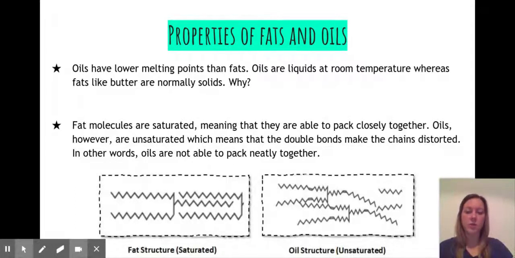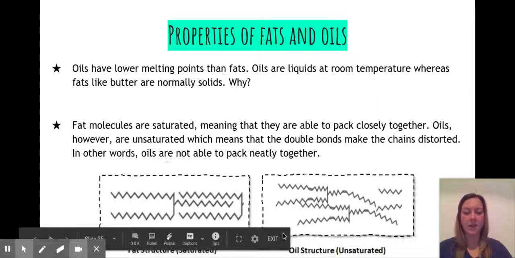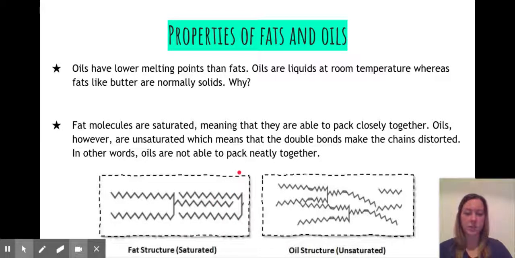Fat molecules are saturated. So remember, saturated means that the molecule contains no double bonds. So that means that the chains are able to pack together really, really closely. So in this diagram here at the bottom, this one here, you can see that the chains are able to pack together. They kind of look like tuning forks, the way they line up together. But they're able to be together very, very closely, almost like bricks in a wall.